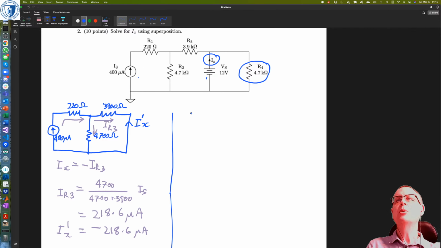So then we do the other way, and again, if I replace this current source with its ideal, which is an open circuit, R1 doesn't take any part in the analysis. So I'm just going to draw from R2 onwards.